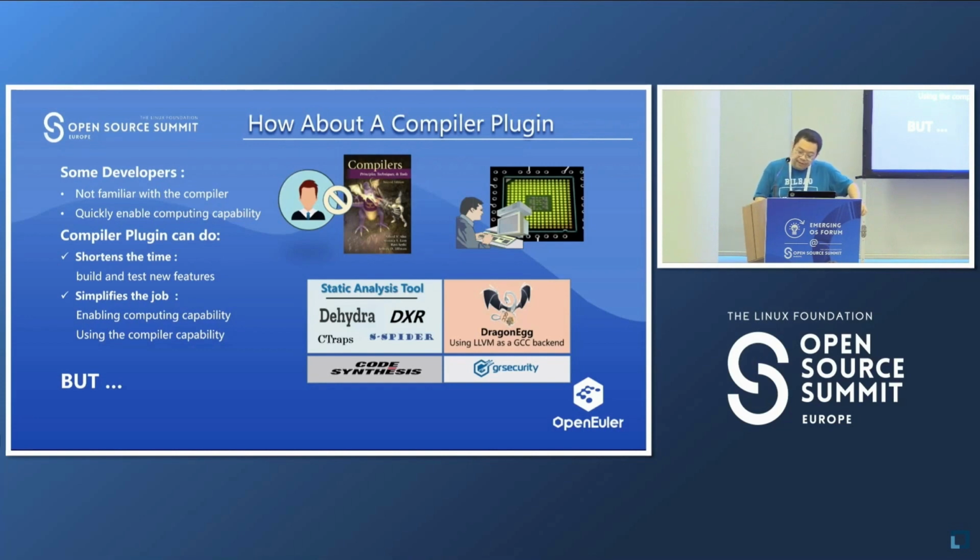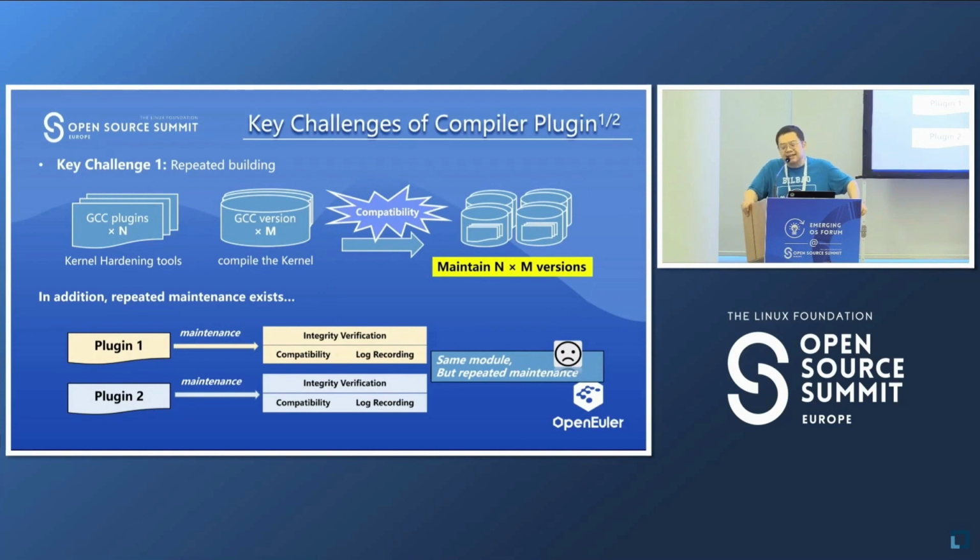no matter which compiler infrastructure they choose. But while the compiler plugin works pretty nicely, there are still some challenges for us. The first one is repeated building. This is the case in kernel development. Some people work on plugins to harden the kernel and enhance its security. But GCC has multiple versions. In this case, the user needs to create multiple plugins for multiple GCC versions to make sure there is no incompatibility issue. Not only the compatibility case, but also the logging needs and the integrity verification. All those common capabilities need to be created for different plugins again and again. So this is what we need to think about.